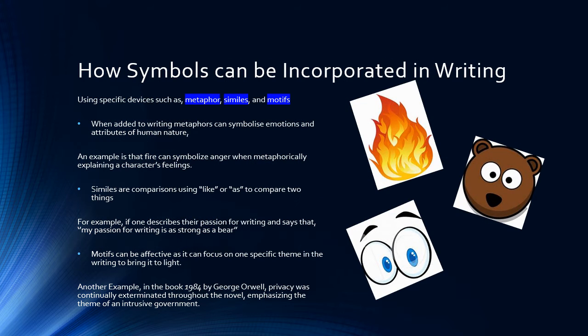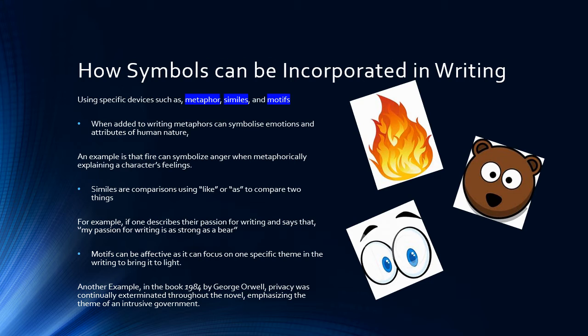How symbols can be incorporated in writing. Incorporating symbols into your writing can increase the quality by using specific devices such as metaphors, similes, and motifs. A metaphor is a comparison that differs from a simile in that a metaphor is implied. A metaphor does not explicitly denote a comparison. A simile very often uses either the word like or as.